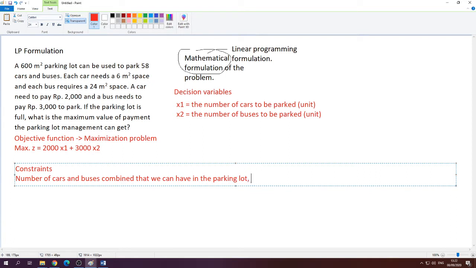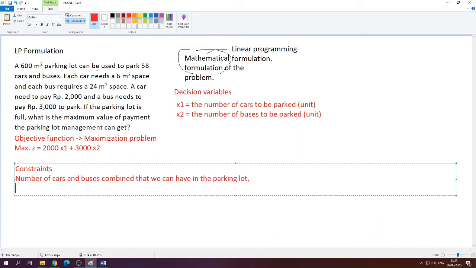So we cannot have 59 cars and buses combined. We cannot have 60. We cannot have 61 cars and buses combined. But we can have 58, 57, 56, 1, 2, 3, 4, even 0 cars and buses in the parking lot.